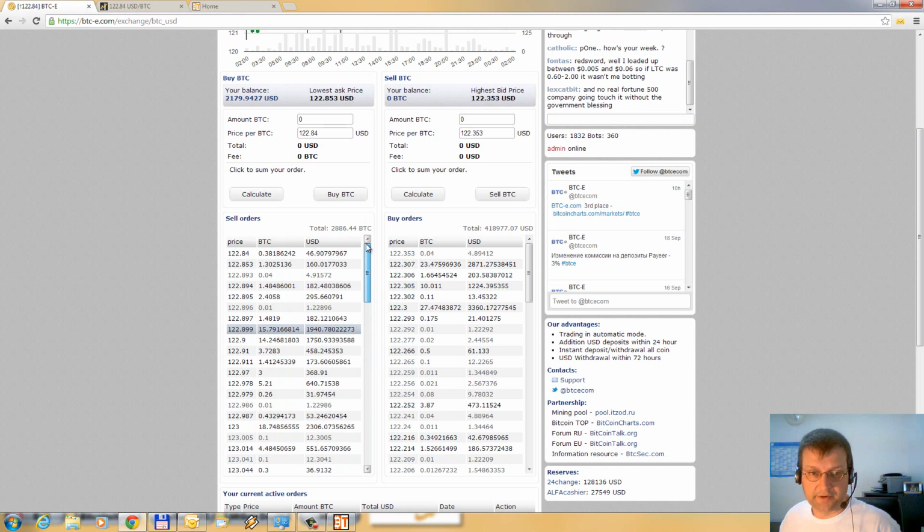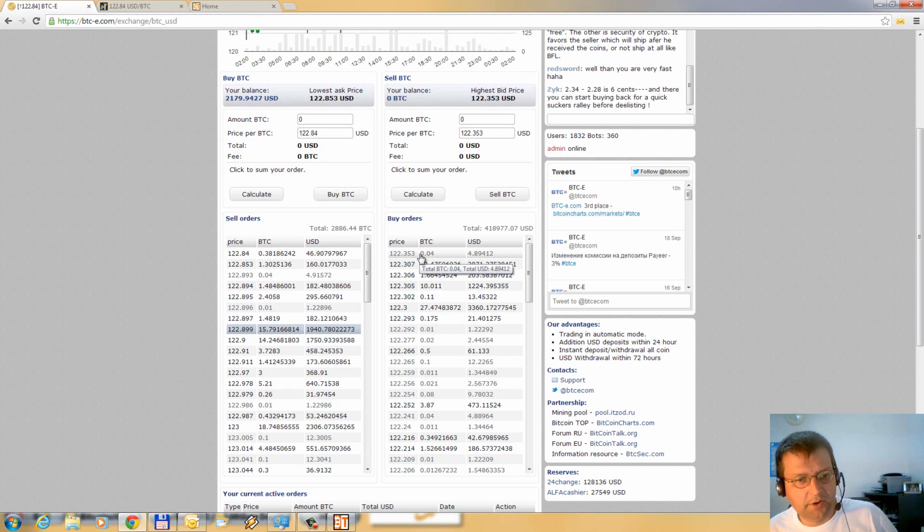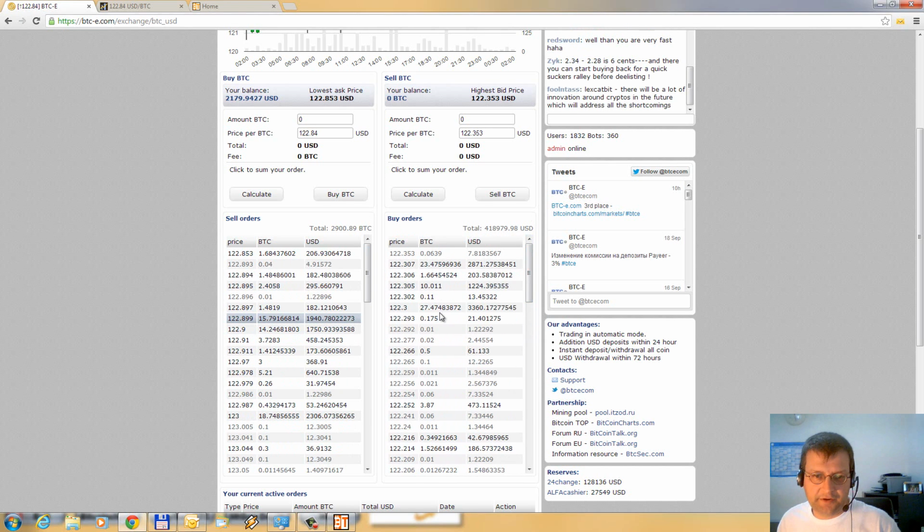So we have to wait until the price hits this level, and this is about 122.90. So we should buy back bitcoins below a level of 122.40 in order to make some profit. But this is really small profit, as you can see. But anyway, it's really fun trading bitcoins, and even small profits are kind of cool. Good.